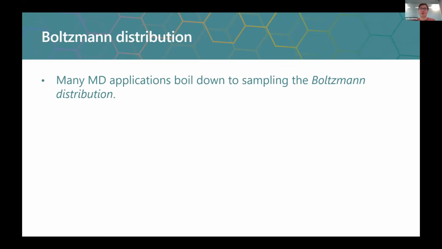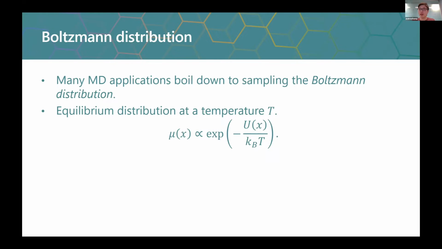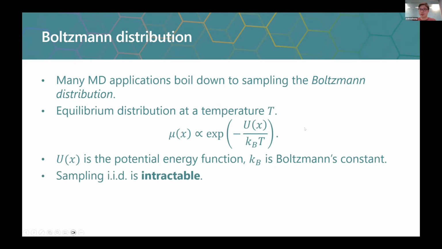So just some recap about the Boltzmann distribution. Many applications in MD boil down to sampling from the Boltzmann distribution. It represents the equilibrium distribution of a molecular system or physical system at some temperature. And it's given by, by the way, can you guys see my cursor as I move it around? Yeah, so it's given by e to the minus U over kT, where that's the density and U is the potential energy function. And yeah, so sampling IID from this distribution is intractable even if you know U.